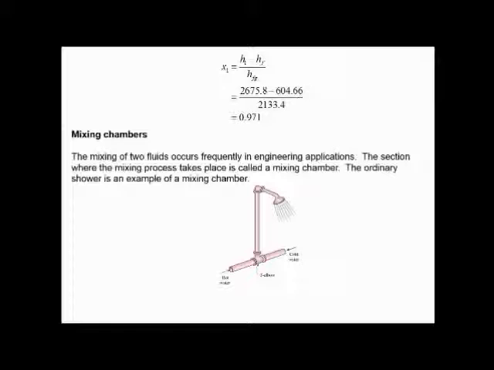So this was a small numerical describing what the throttling process is, how it occurs, and what the characteristics of this throttling process are. Next, coming to mixing chambers. In the case of mixing chambers, generally hot air and cold air are made to flow in from both ends. It is basically a mixing of two fluids, occurring frequently in engineering applications.